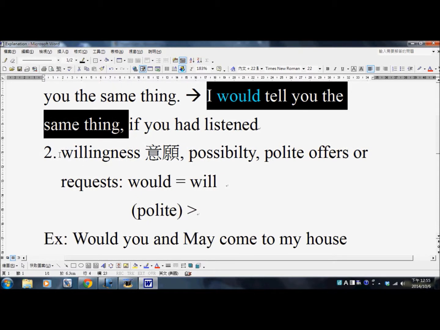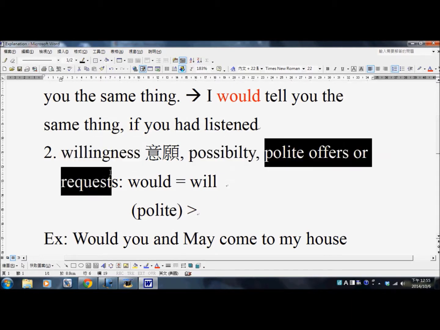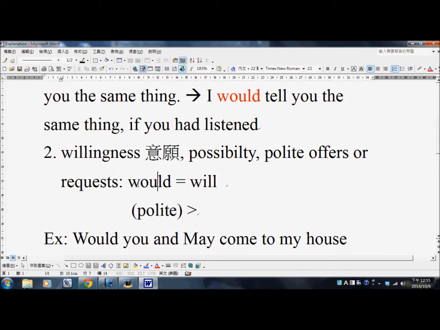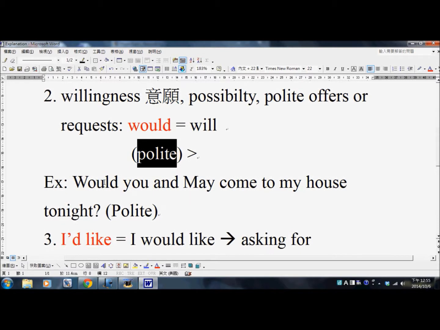Number two, we can use would to express the following things. Number one, willingness. Number two, possibility. Number three, polite offers or requests. Now, in this situation, would is used in almost the same way as will, but when we use would, we are trying to be polite. So, instead of saying, will you and May come to my house tonight? If you want to be more polite, we can say, would you and May come to my house tonight?